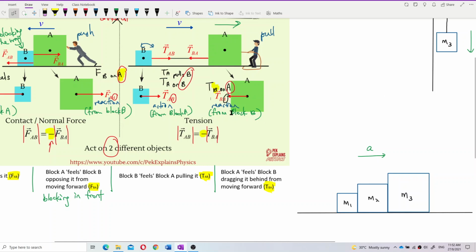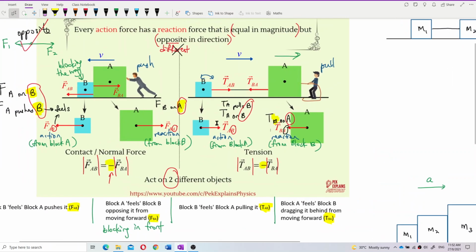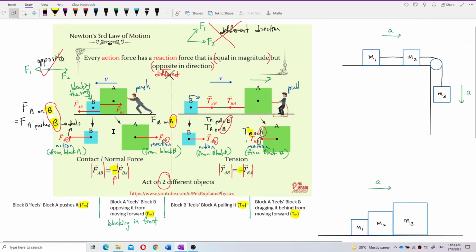But because of this reaction force from block B, A moves forward harder, or slower. Okay, that's action-reaction force. Action-reaction forces are equal in magnitude but opposite in direction, and act on two different objects. Why does it say they act on two different objects?